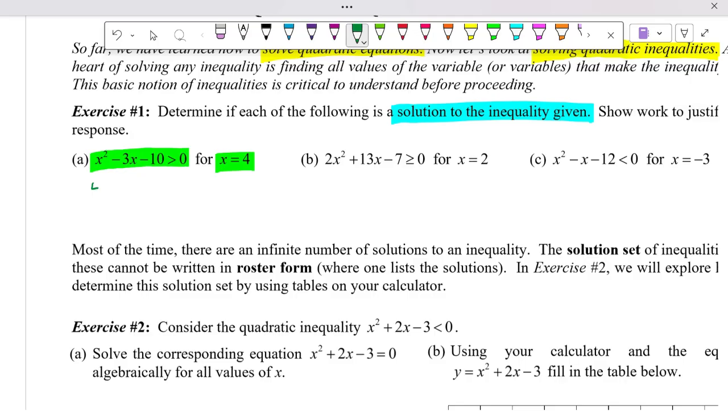Plug in 4 for x. So I have 4 squared minus 3 times 4 minus 10, and I want it to be greater than 0. So what's 4 squared? What's negative 3 times 4? And then minus 10. So 16 minus 12 is 4, minus 10 is negative 6. So does it make it true? Is negative 6 greater than 0? No. So no, it's not true, because that's not a true statement.